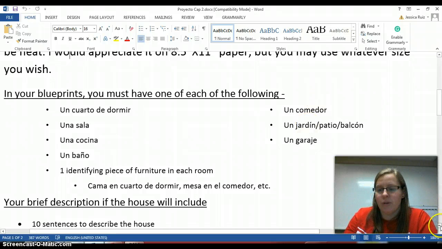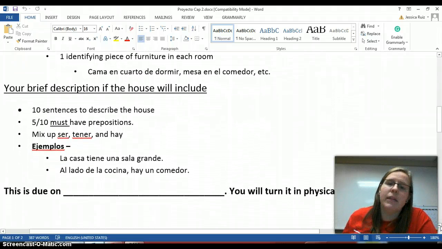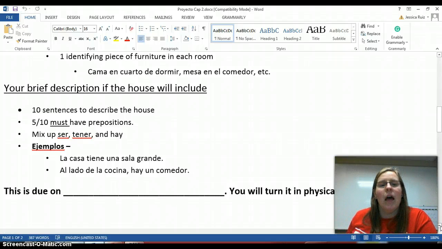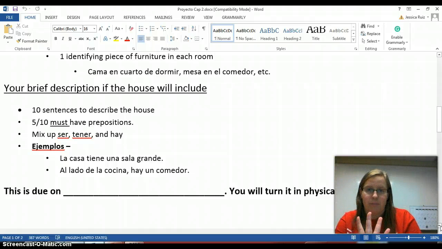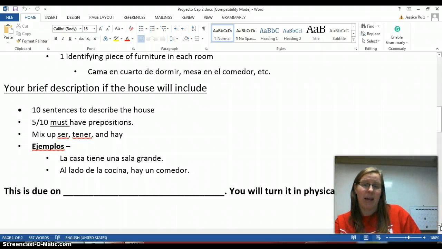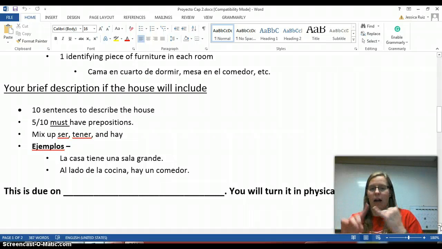Then you're going to write a description. So your description is going to be composed of 10 sentences, okay? These are complete sentences. If you don't have a verb, you don't have a sentence, all right? So keep that in mind. 5 of those sentences must use prepositions. And what I mean by the prepositions are the 4 that we've learned in this chapter. So your packet, your study guide packet, which has the learning targets and the super important grammar stuff, would probably be really handy when you're completing this. You're going to want to put in al lado de, detrás de, alrededor de, and adelante de. That was the 4th one, okay?